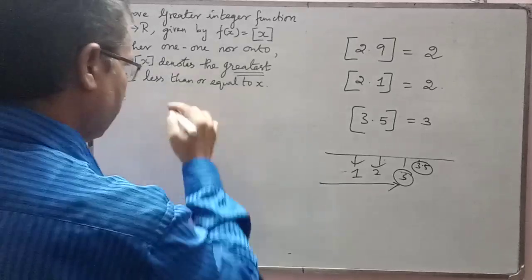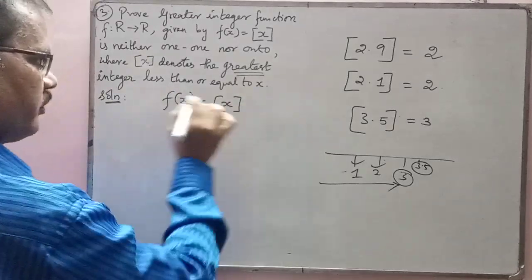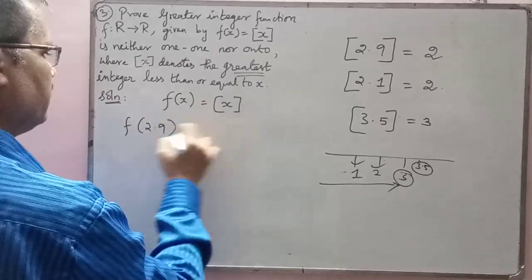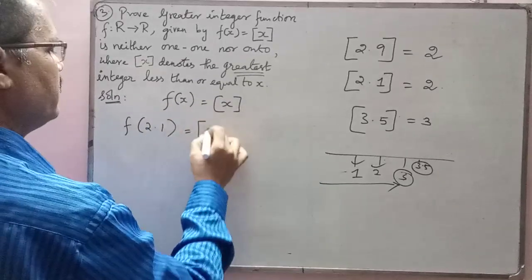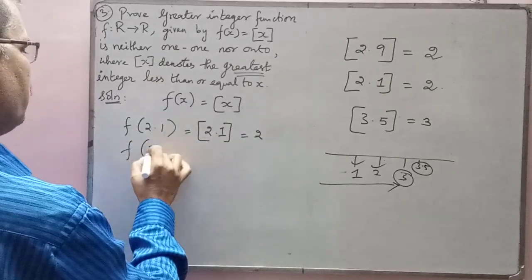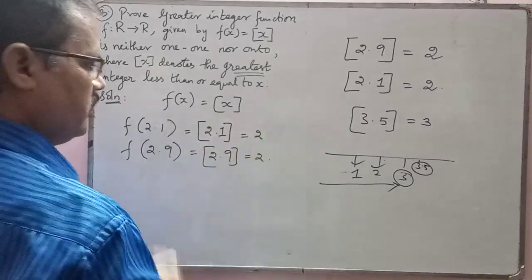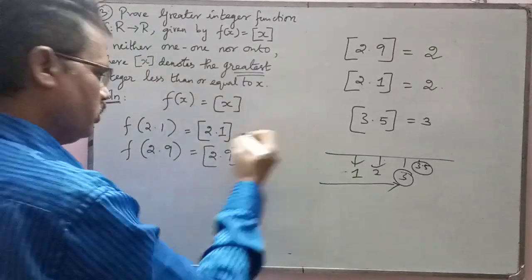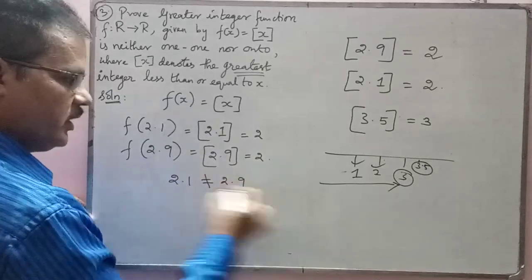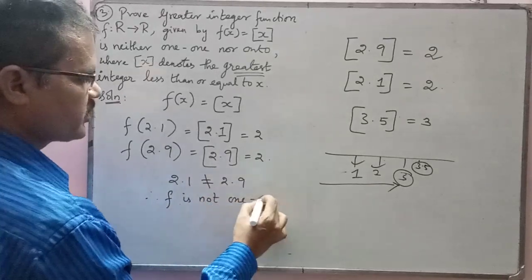Let us take this question. The given function is f of x equal to greatest integer of x. From this we can start. I will take the same example. We will start with 2.1, greatest integer of 2.1 is equal to 2. Next I am taking 2.9, greatest integer of 2.9 is equal to 2. So f of 2.1 is 2, f of 2.9 is 2, they are equal, but 2.1 is not equal to 2.9. x1 is not equal to x2. Therefore, f is not a 1 to 1 function. First part got over.